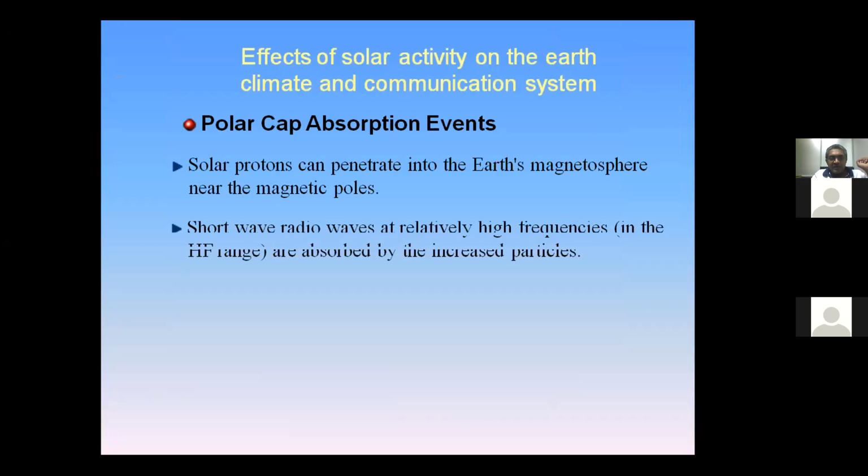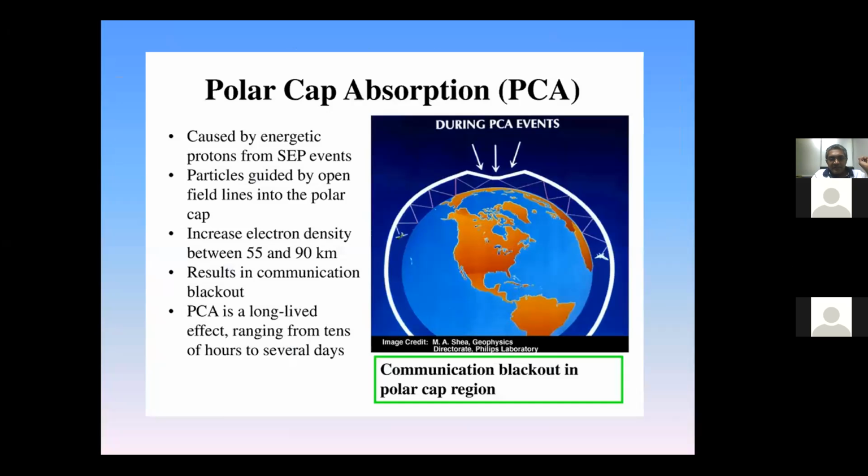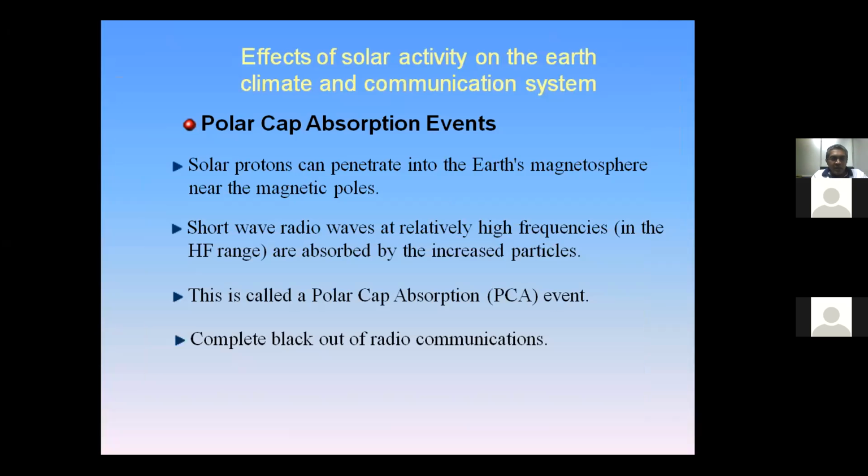And of course, the effect of solar activity on the Earth, climate, and communication. These are the effects. One effect is called the polar cap absorption event. The solar protons can penetrate into the Earth's magnetosphere near the magnetic poles. Shortwave radio waves at relatively high frequency are absorbed by the increased particles. So basically, the polar cap absorption event can absorb the high frequencies, basically the radio waves.